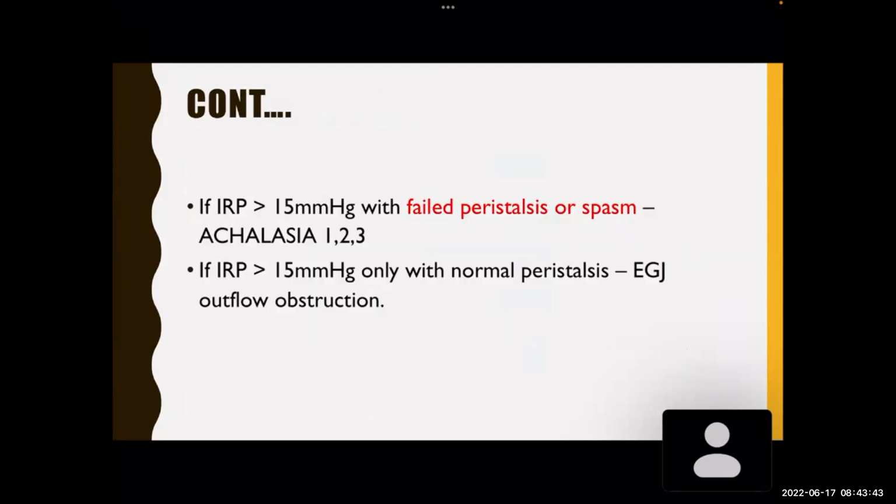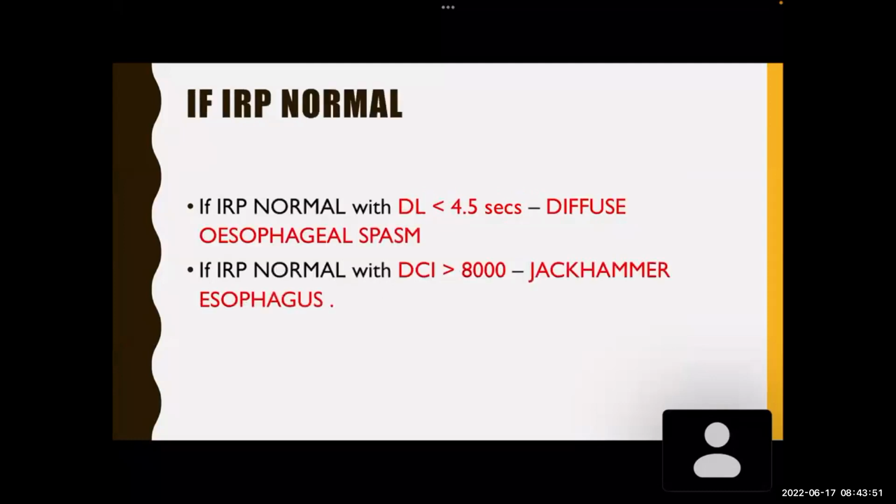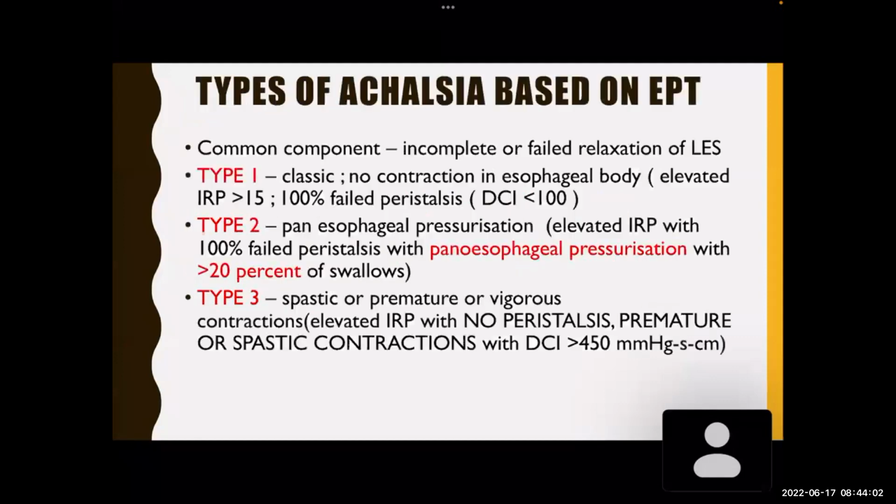If IRP is more than 15 with failed peristalsis or spasm, it's achalasia types 1, 2, 3. If it is more than 15 with normal peristalsis, then we can say esophagogastric junction outflow obstruction. And if IRP is normal with the distal latency less, diffuse esophageal spasm. If IRP is normal with DCI more than 8,000, we can say jackhammer esophagus. And what the types are has already been discussed. We have 3 types: classical, pan esophageal pressurization, and type 3 is the spastic or premature one. So these are the pictures which we already discussed in the physiology part.